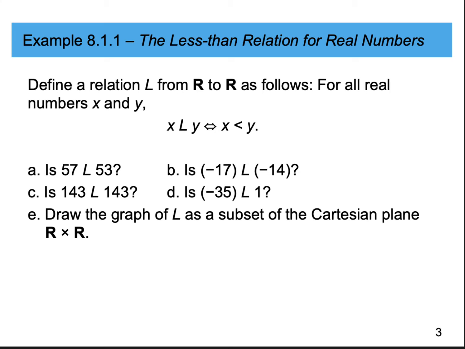If we define a relation L from real numbers to real numbers, or if you prefer, if you want to verify if R is related to R by L. Two different ways of reading this, okay? But let's just follow what we have there. If I have a relation L from R to R as follows: for all real numbers X and Y, that's what we have, right? R to R, real to real, where X is in the domain R, and Y is also in the same domain R.